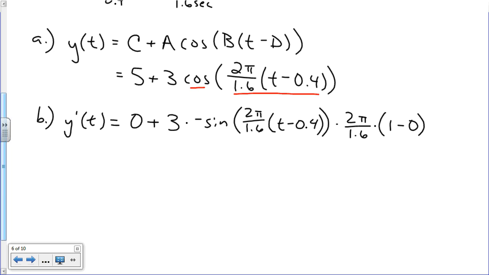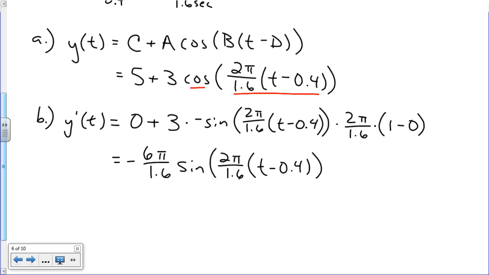Or in other words, you'll notice that the derivative of that inside turns out to be, because it's a linear function, just that coefficient in front of t. It'd be the 2 pi over 1.6. Let's just rewrite that here slightly. I'm going to go ahead and combine the 3 with the 2 pi over 1.6 there, as well as the negative. I've got a negative 6 pi over 1.6 times the sine of 2 pi over 1.6 times t minus 0.4. There is our derivative.